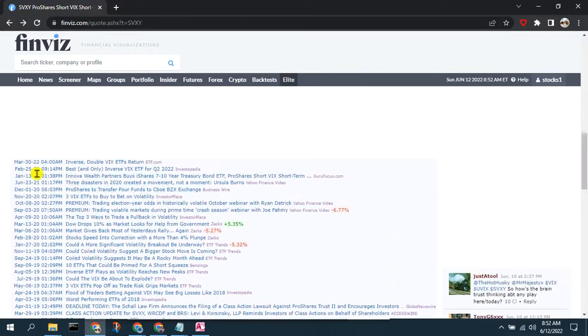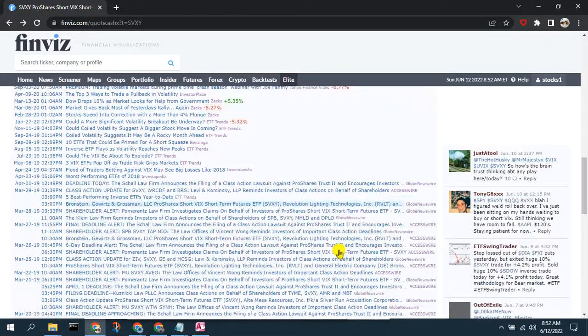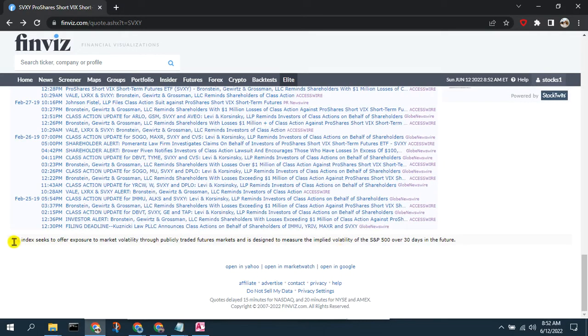We can see any news relative to these ETFs, and then we can see the definition, as it seeks to offer exposure to market volatility through publicly traded futures markets and is designed to measure the implied volatility over 30 days in the future. So again, it's based on futures contracts 30 days in the future. So we hope that helps.